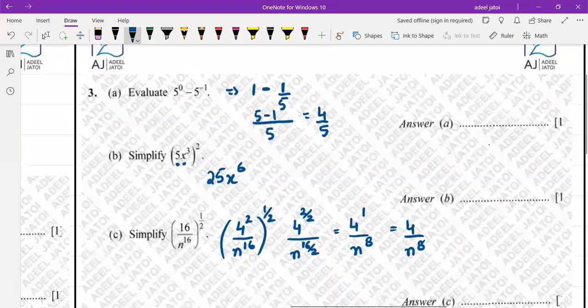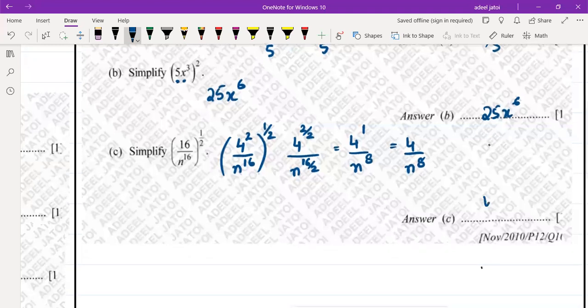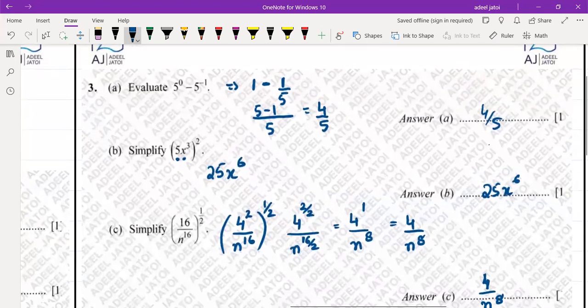Remember to write down all your answers in the blank. This is 4 upon 5. We can write this as 25x to the power 6, whereas this should be 4 to the power 8. This was a question from November 2010, paper 1-2, indices.